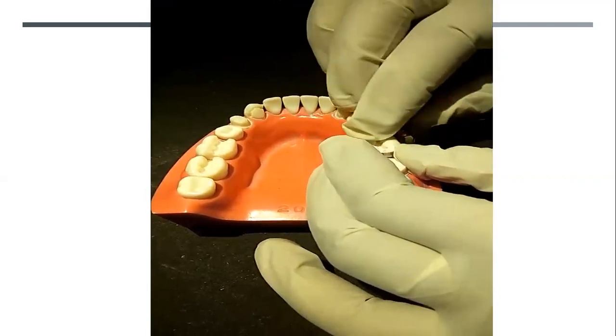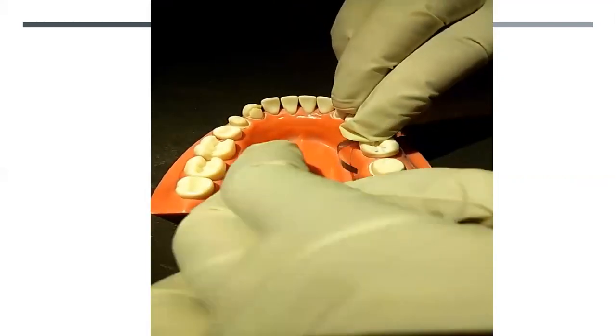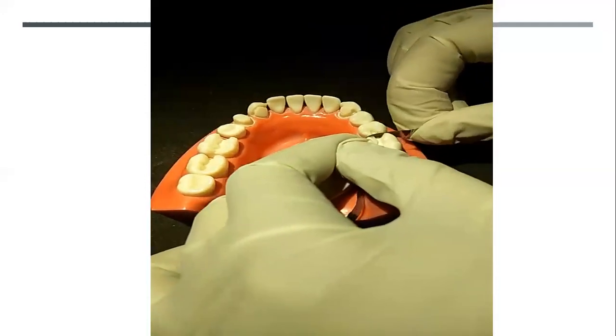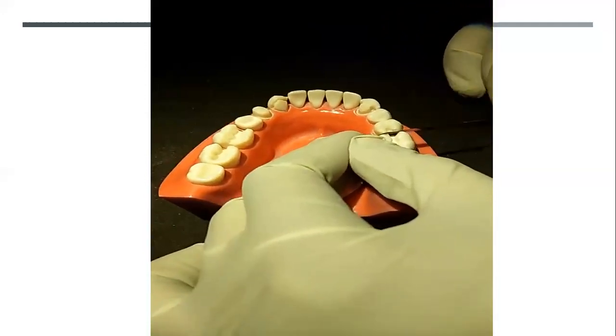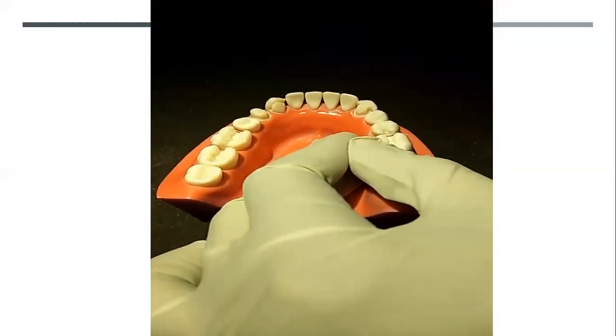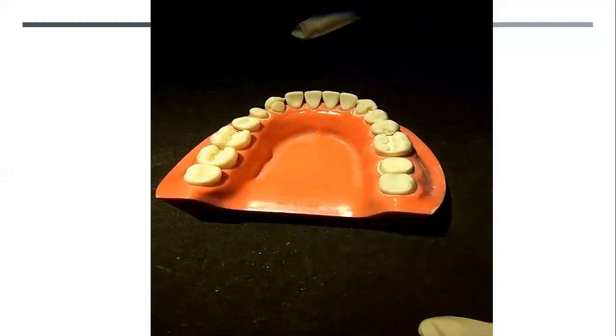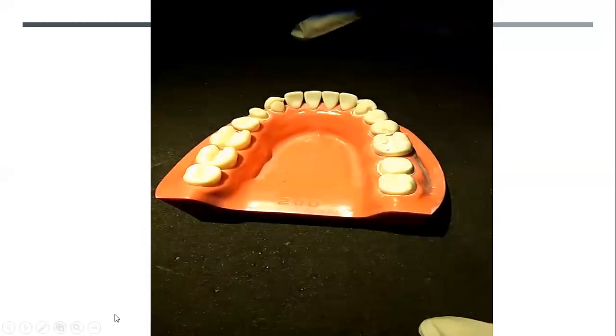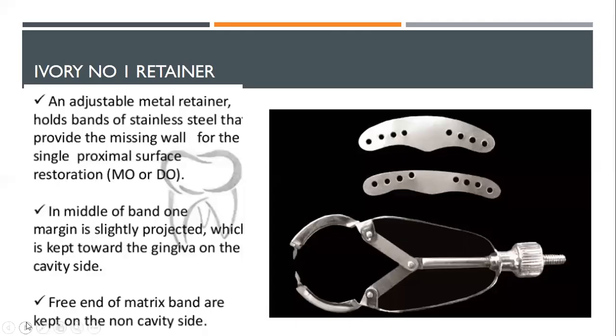After we remove the retainer, we have to remove the wedge from one end and then slide it from the other end. So this was about the Tofflemire retainer, how to place it and how to remove it. Next, we move on to the next commonly used retainer, which is the Ivory number 1 retainer.